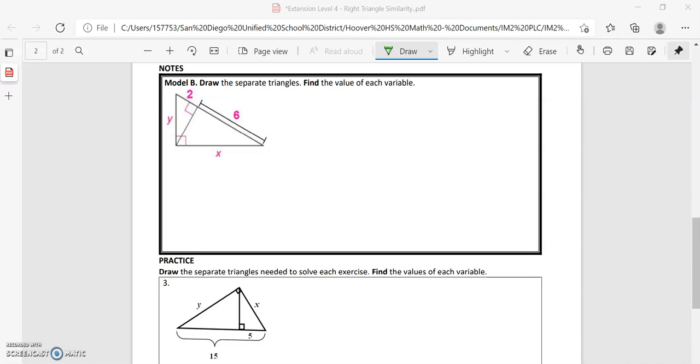All right, extension model B. Draw the separate triangles, find the value of each variable. So very similar to model A, we're just going to have two variables here. So we're just going to set the triangles up, and then we'll have two proportions to solve.